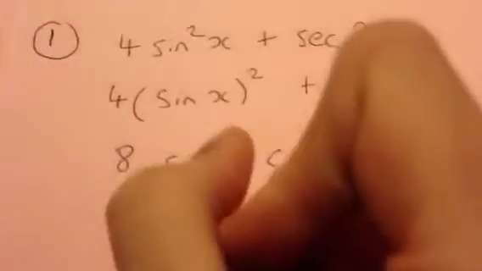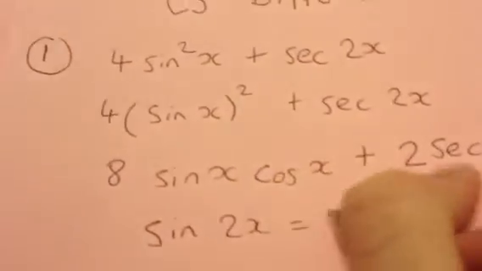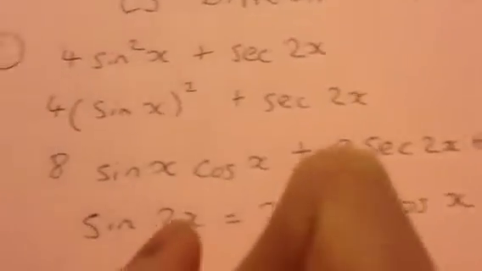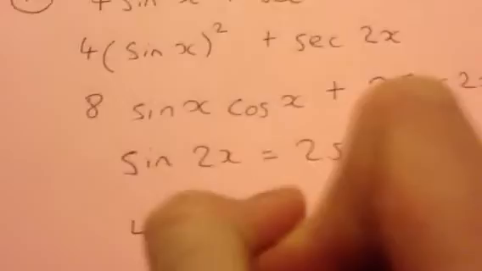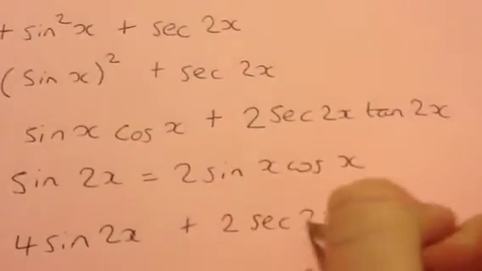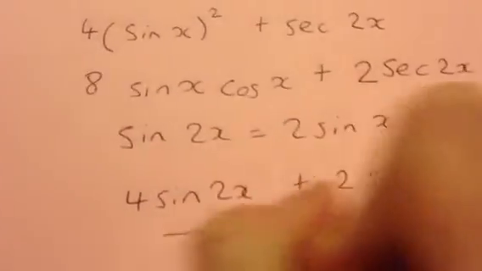And just a neat trick there would be that I know that sin 2x is 2 sin x cos x. So I know that this 8 sin x cos x is actually 4 sin 2x. So I could write that as an answer. Now you don't really need to write that, that's just me being clever. Number 2.